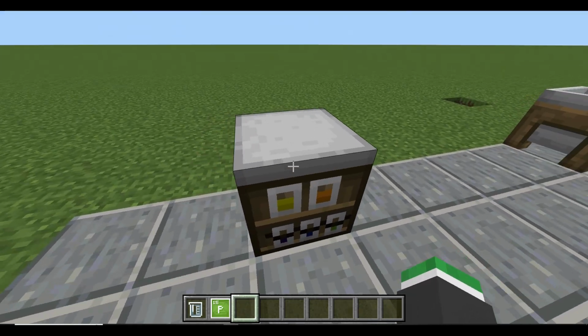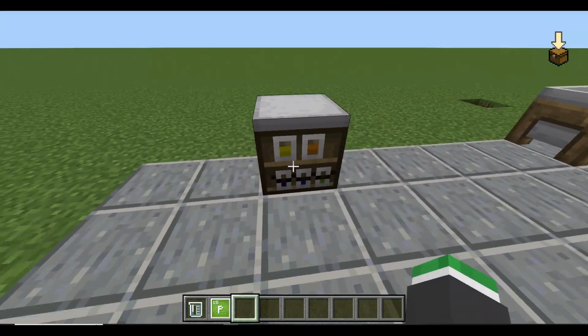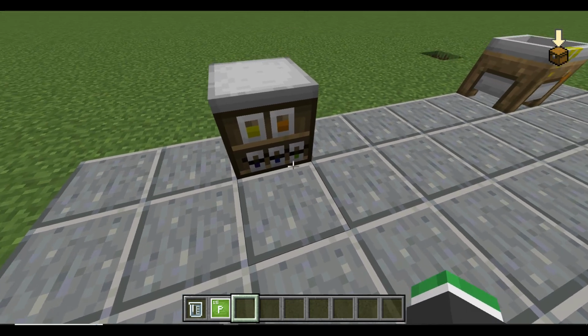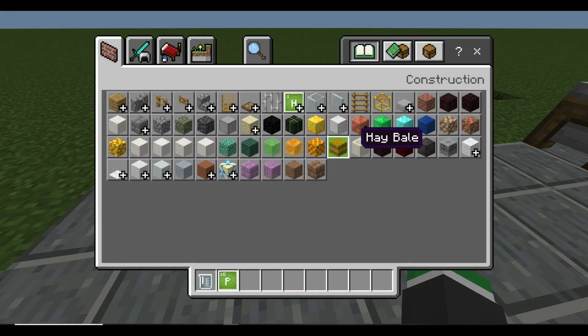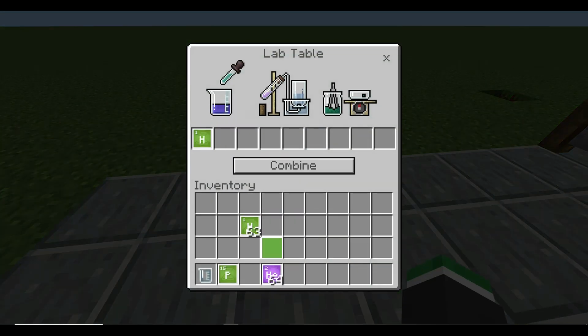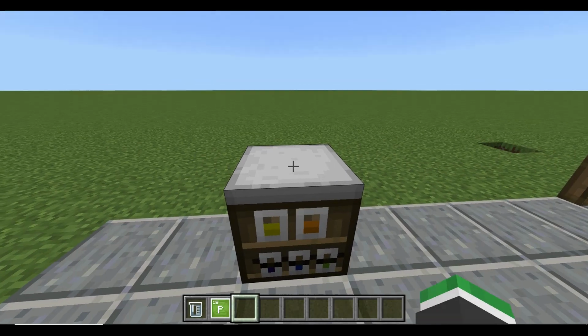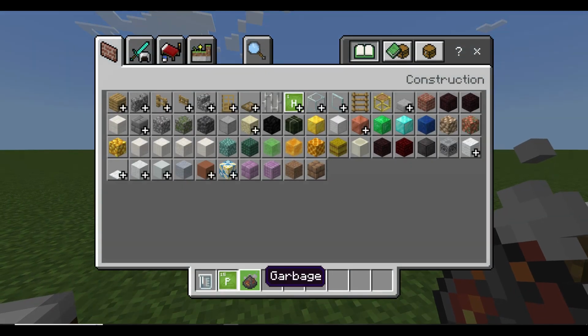So this is the lab table. As you can see, it looks like a face in the front, and you can make 4 things. But if you put in just random things, and none of these pop up, if you do combine, you get garbage.